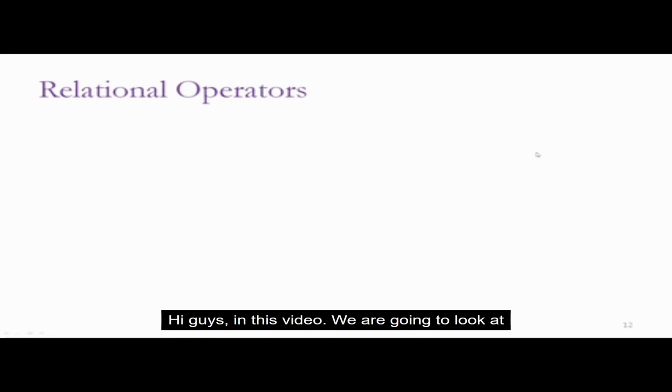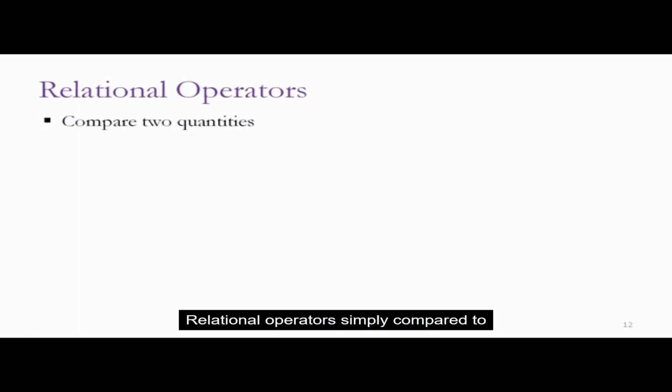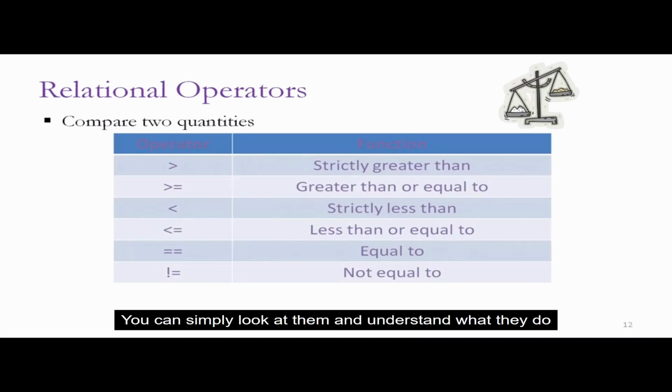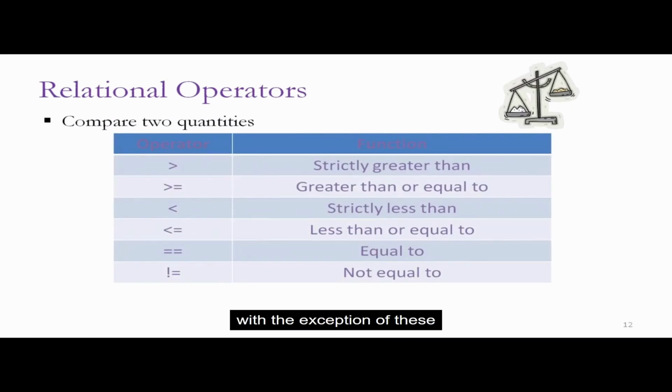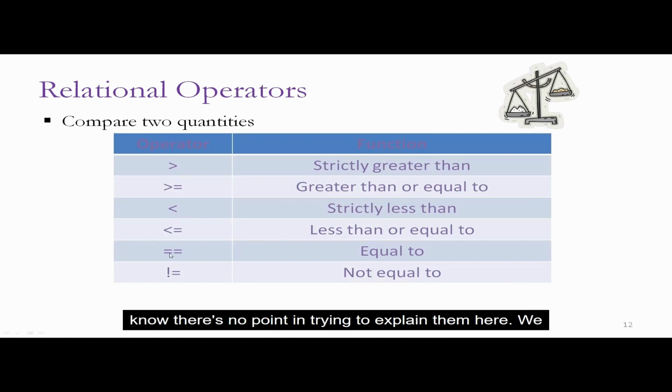In this video, we are going to look at a very intuitive class of operators in C called relational operators. Relational operators simply compare two quantities, and there's not all that much magic to them. You can simply look at them and understand what they do, with the exception of these two. These two are a little bit less intuitive, so we have to talk about them in slightly more detail. I mean, these four you already know. There's no point in trying to explain them.